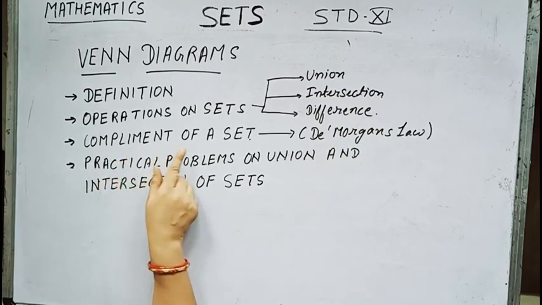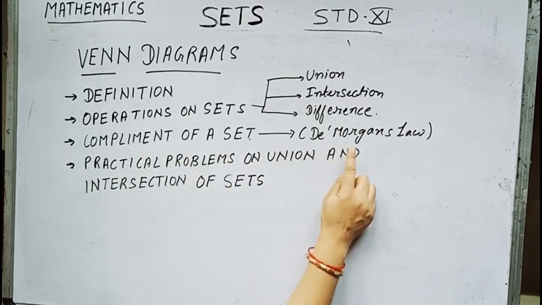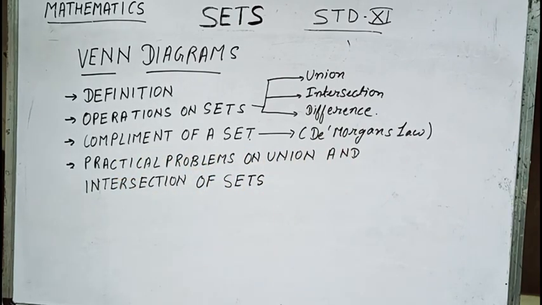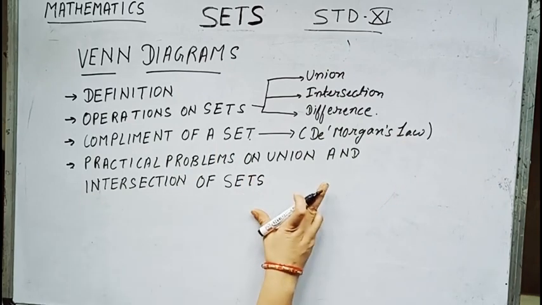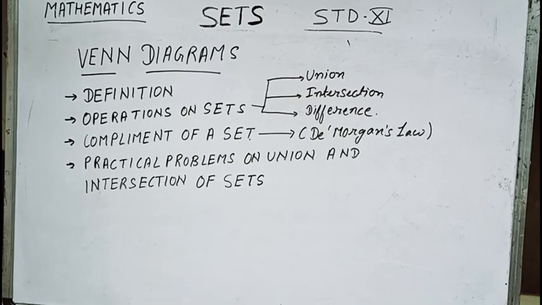Next topic will be complement of a set. In explanation of complement of a set, we will discuss about De Morgan's law. Next, we will be coming to the practical problems on union and intersection of sets. So children, let us start Venn diagram.